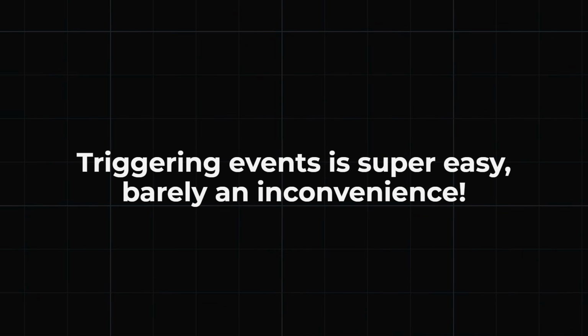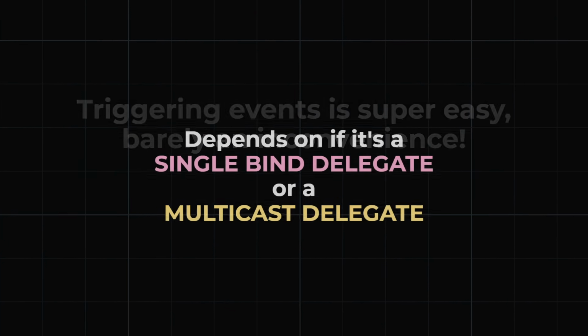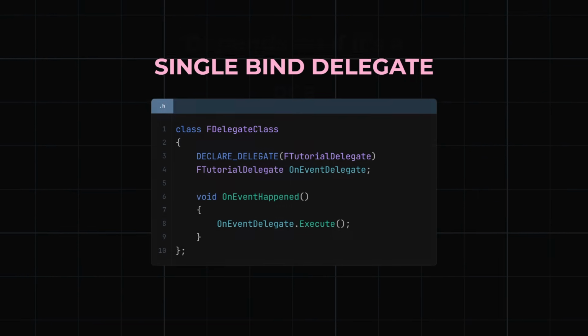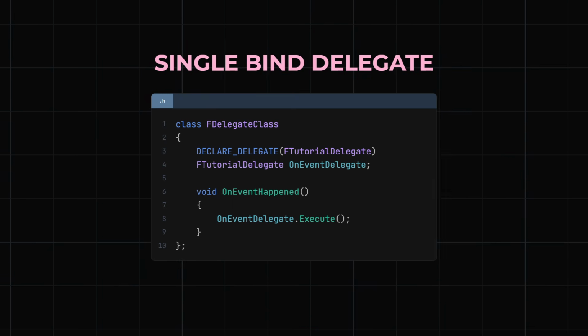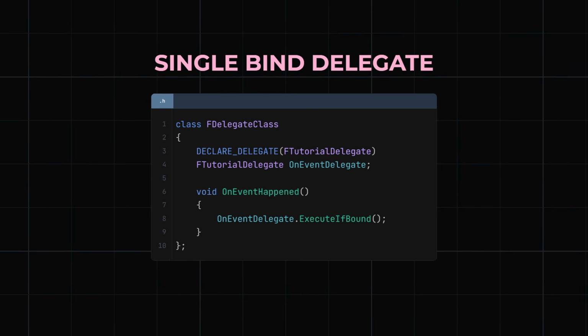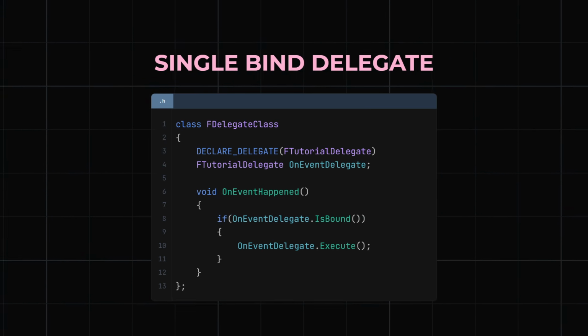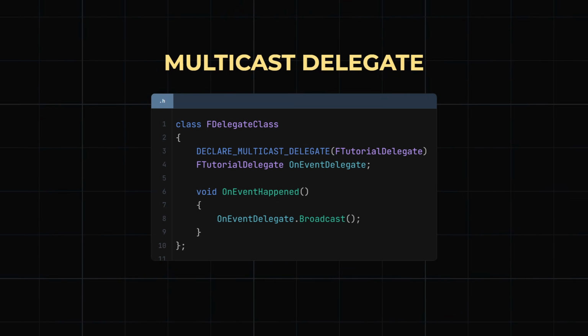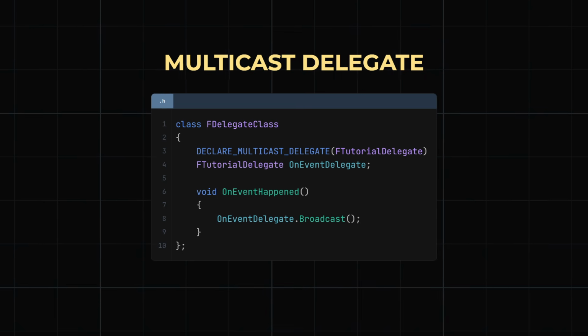Triggering the events is also really simple. The function used does depend on if it's a multicast delegate or not. So for single binds, you call execute or execute if bound. And remember, it's always good to check if it's bound or not because you can get crashes. And as for multicast delegates, you call the broadcast function.